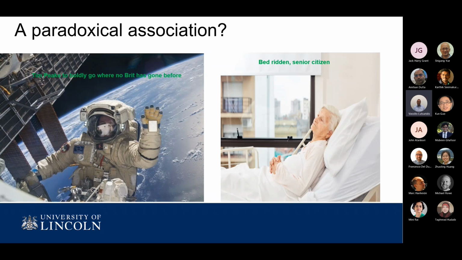So, you see here two pictures. One is from the first spacewalk of Tim Peake, the first British astronaut who performed a spacewalk, two to three years ago. On the right, there is a bedridden elderly person. Do you observe any similarity between those two pictures, or do you think they are very different? What do you think?